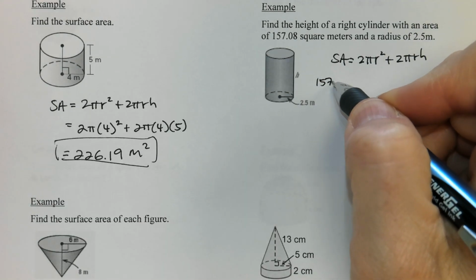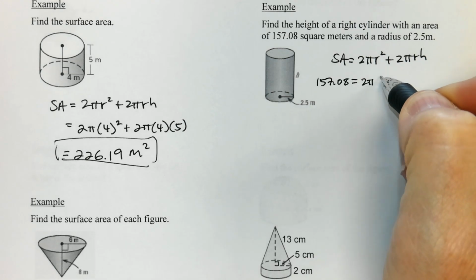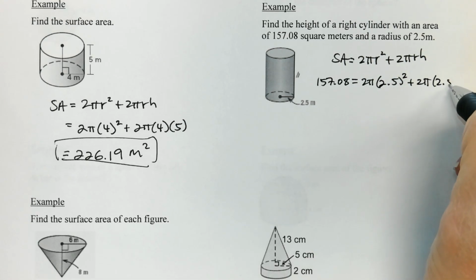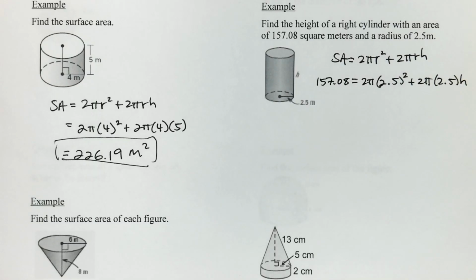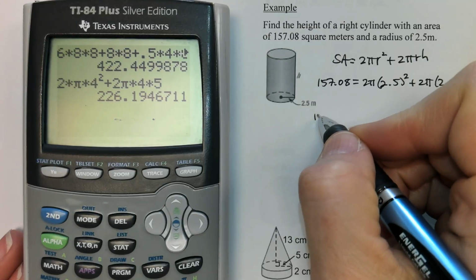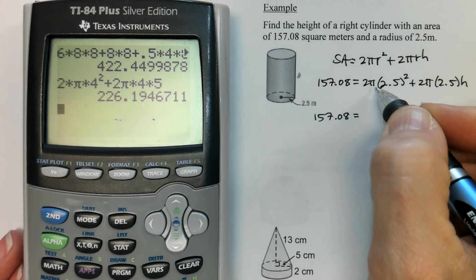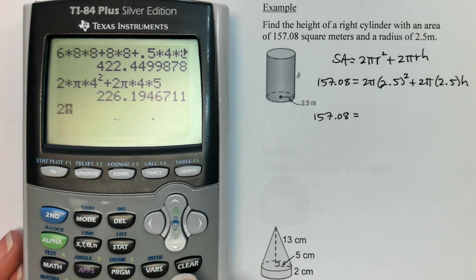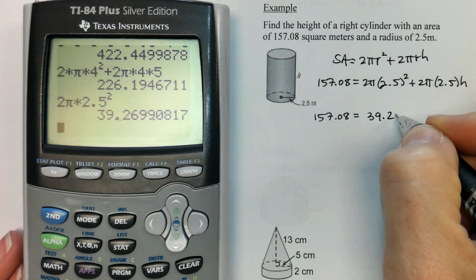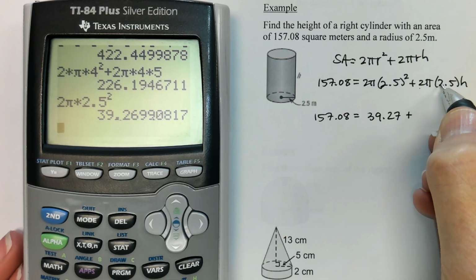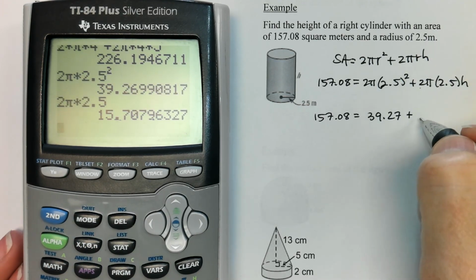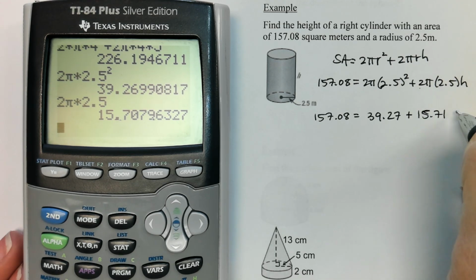Excuse me, 157.08 and then 2 pi. We know our r, which is 2.5 squared plus 2 pi, 2.5, and then an h. So lots of decimals going on here, but we know how to solve. So have some confidence when we're solving. We've got 157.08. We're going to figure out what this is, which is just some number. So 2 pi times 2.5 squared. All of that just became 39.27. And then we've got a 2, a pi, and a 2.5. So 2 and pi and 2.5, and that gives me about 15.71 h.